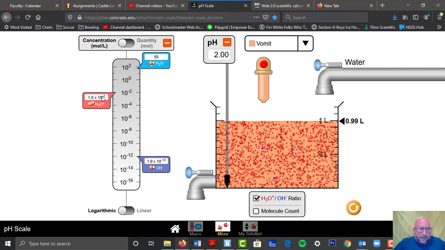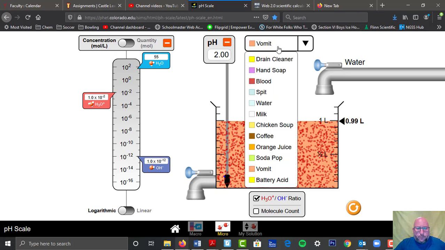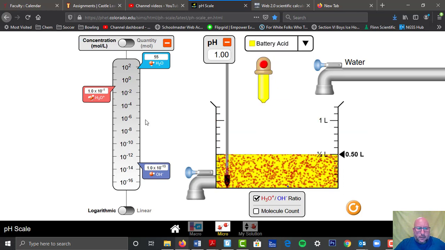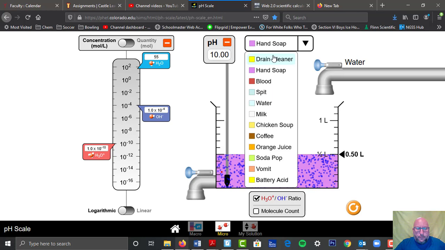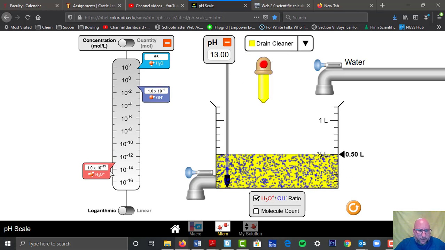So all you got to do is just take this exponent in the hydronium here and take the negative of that, and that's your pH. So the negative of negative 2 is 2. The negative of negative 1 is 1. The negative of negative 10 is a pH of 10. The negative of negative 13 is a pH of 13. So that's how you calculate the pH.